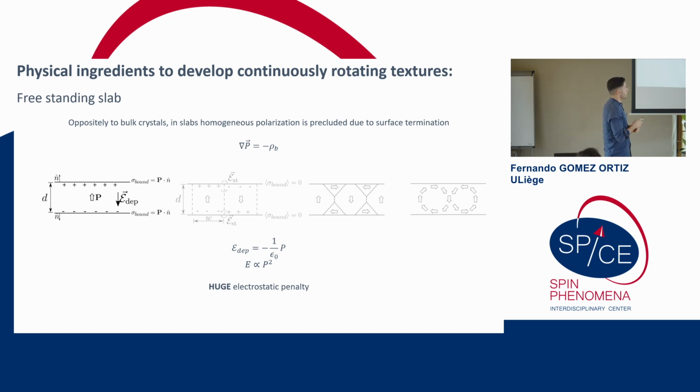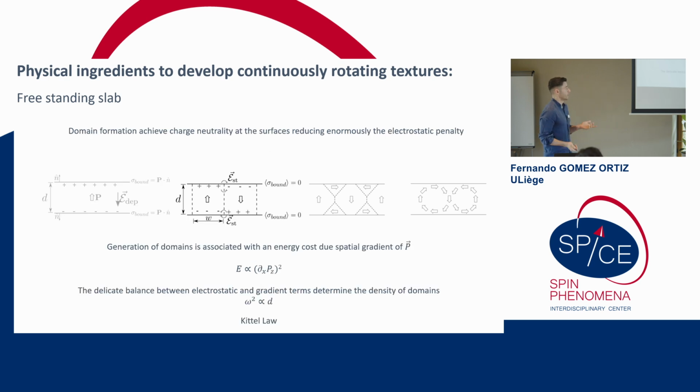And this divergence of the polarization obviously generates bound charges that accumulate at the interfaces. These bound charges generate a depolarizing field that tends to kill the polarization, and this energy is enormous, and the system needs to relax this energy. So what the system usually does is to break into domains. Breaking into domains achieves charge neutrality at the interfaces, and this drastically reduces the depolarizing fields in the structure and the electrostatic energy associated with this structure.